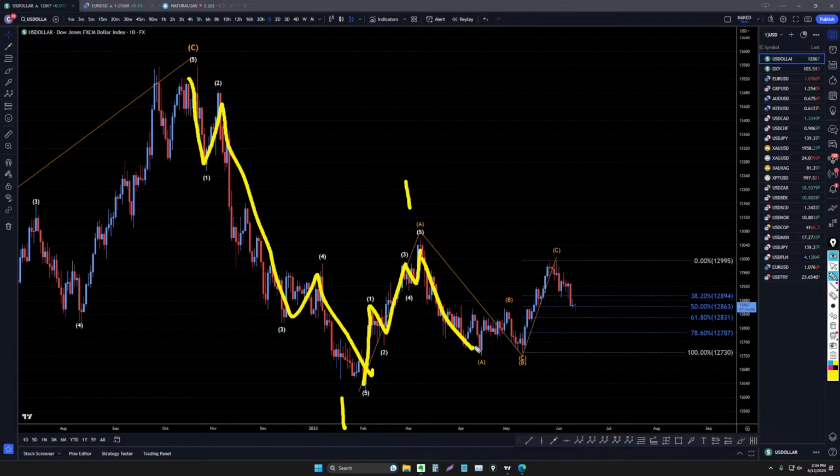This is definitely an A, B, C of B, I believe. And I think that this right here is a complete trend. 1, 2, 3, 4, 5, 6, 7 wave down uptrend for what I think is an ABC of 2.